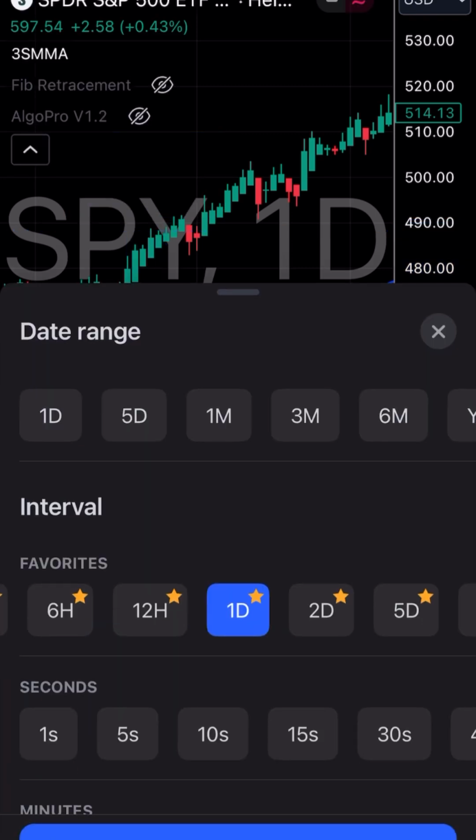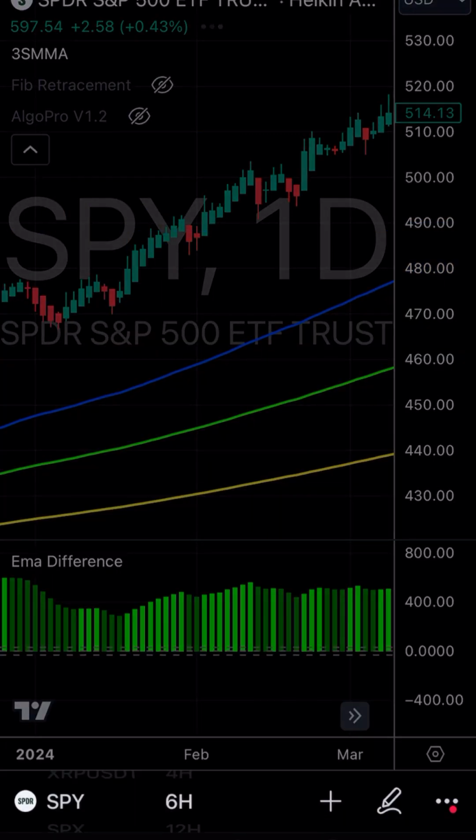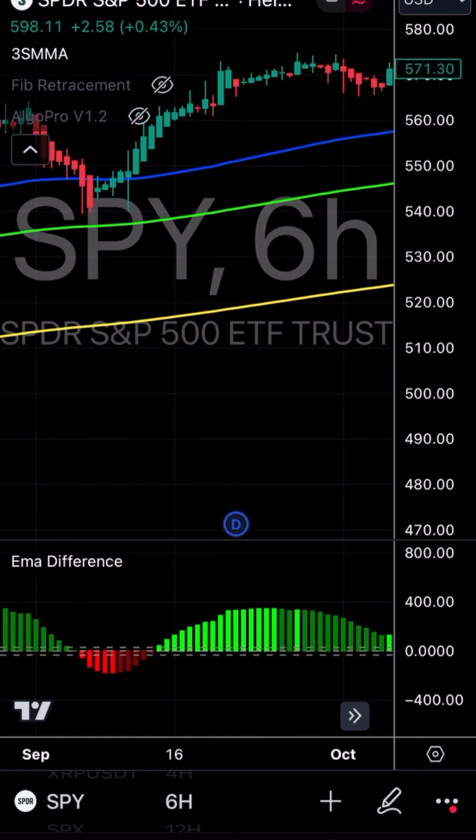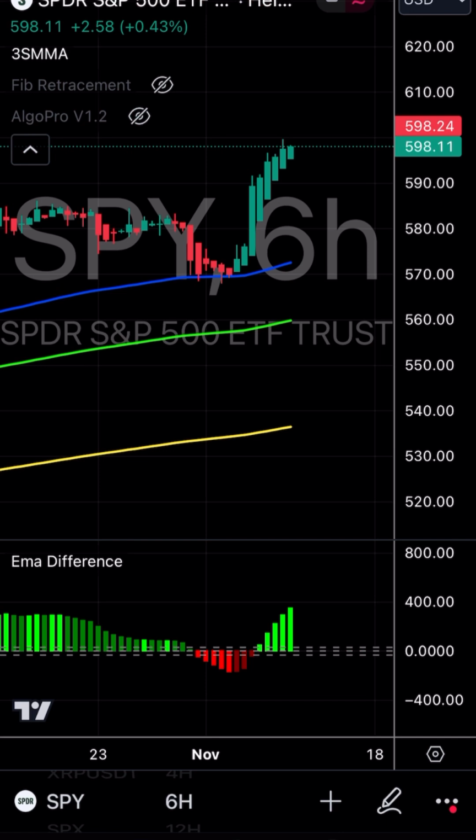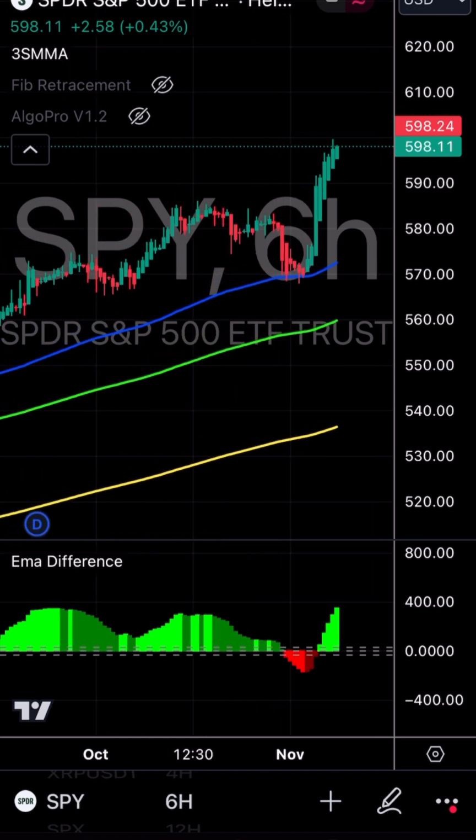So real quickly here, we're going to go down to a smaller time frame. Let's go look at our 6 hour. And basically, you just want to do the same thing, because we know that looking at the day, the overall trend is up. So we want to be focusing on the same thing.